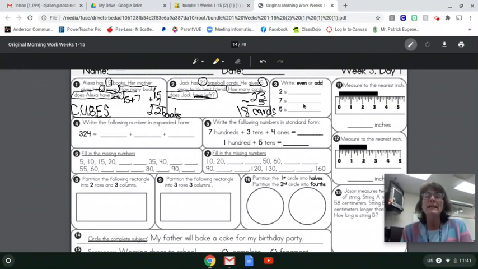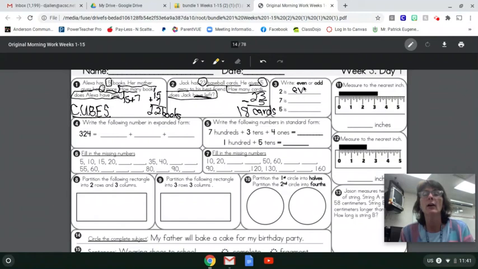Box number 3 is even and odd. Think about what an even number is. Do you remember from 2nd grade? 0, 2, 4, 6, 8. If 0, 2, 4, 6, 8 is in the ones place, it's going to be even. If the ones place has a 1, 3, 5, 7, or 9, it's going to be odd. So 2 is an even number.